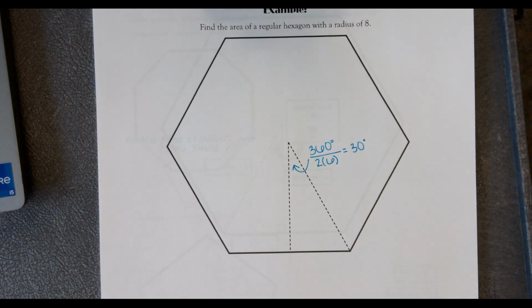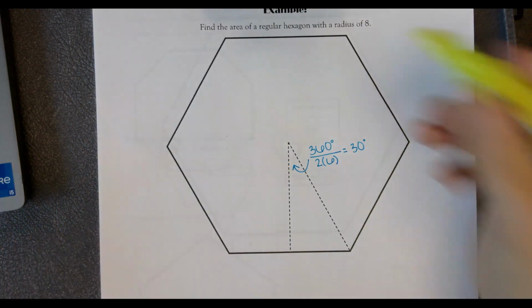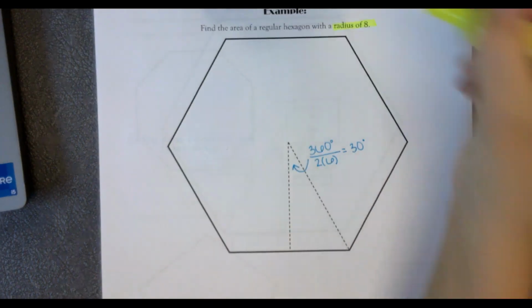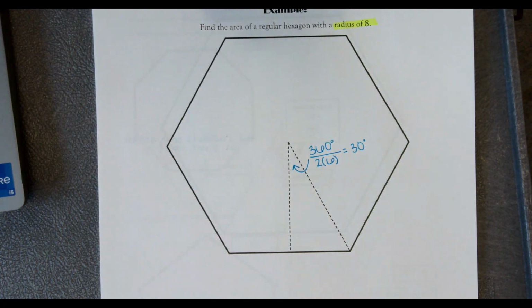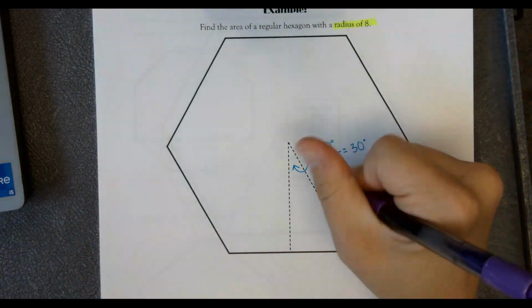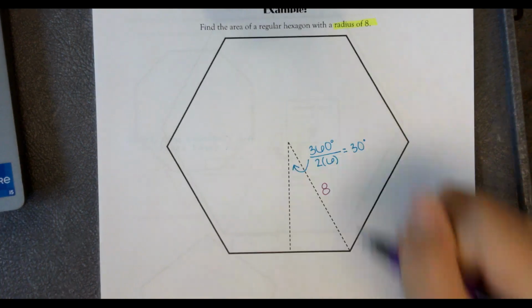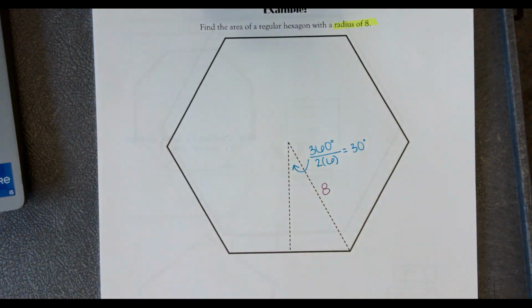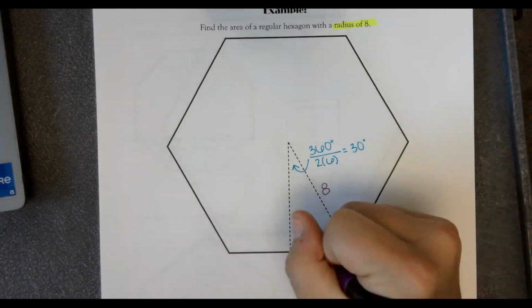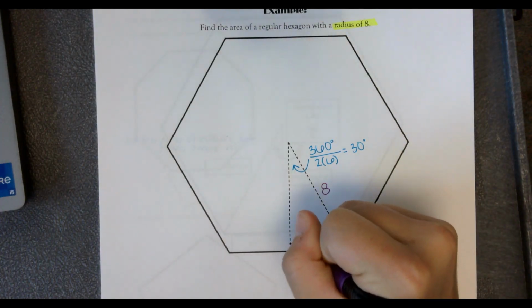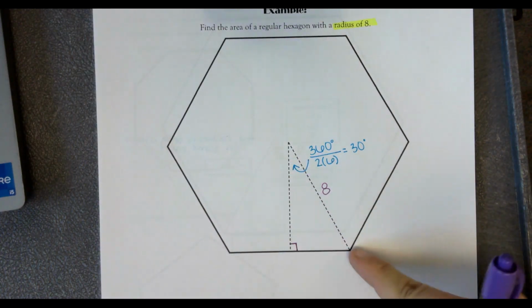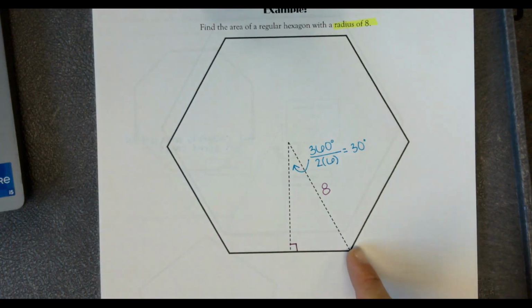Now, above, it's given us that the radius is 8. Okay, so the radius is 8. So this is one of those cases where the radius is important because it's going to help us find the apothem and the side. So if we have a 30, 60, 90 triangle, okay, remember this is a 90-degree angle. The apothem and the midpoint of the side make a 90-degree angle.